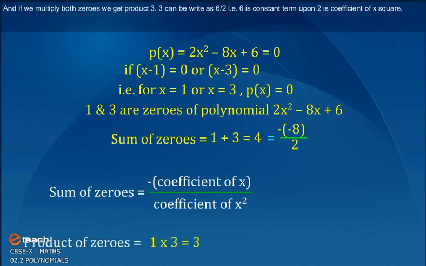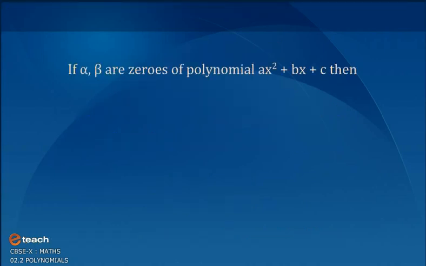And if we multiply both zeros, we get product 3. 3 can be written as 6 by 2. That is, 6 is the constant term upon 2 is the coefficient of x square. In general, if alpha and beta are zeros of polynomial ax square plus bx plus c, then sum of zeros, that is alpha plus beta, is equal to minus b upon a and product of zeros, that is alpha into beta, is equal to c upon a.